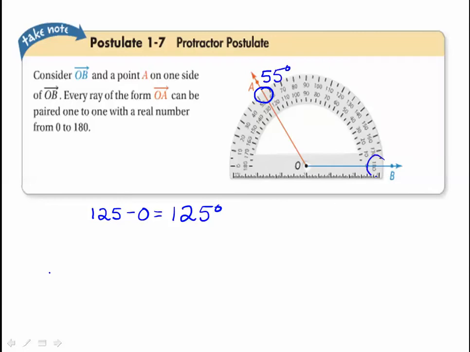We could call this number 180. Notice this time I read both numbers from the outside of the protractor. If I again take the larger number and subtract the smaller number, I will get 125 degrees. So either way, the measure of this angle is 125 degrees.